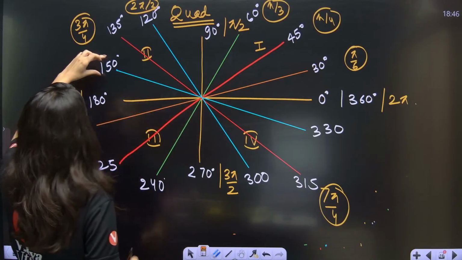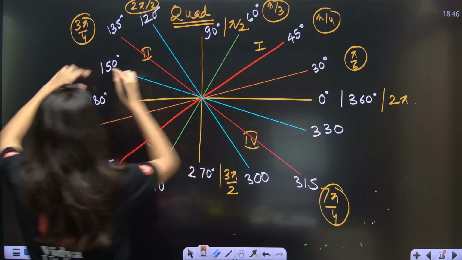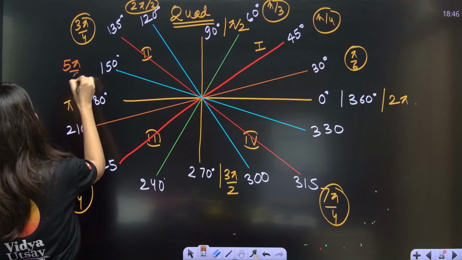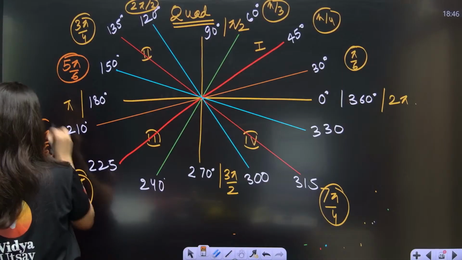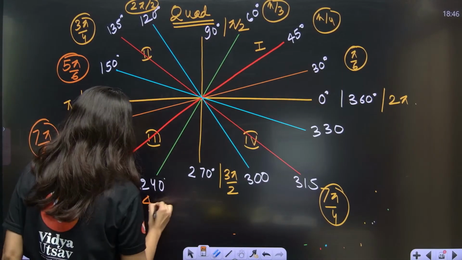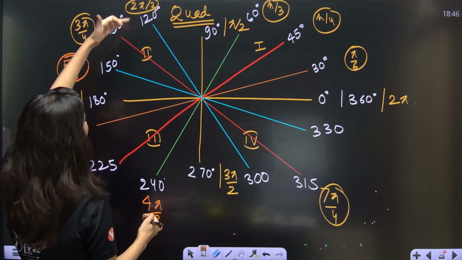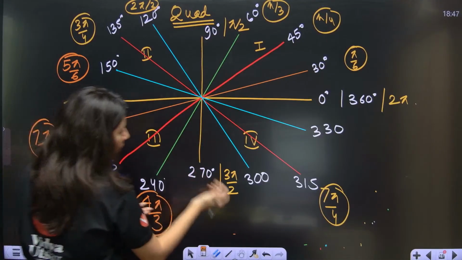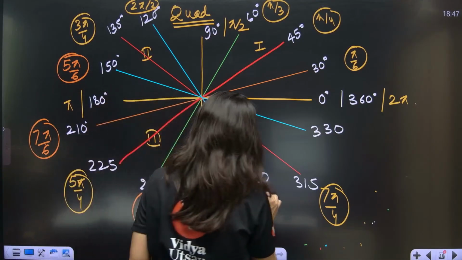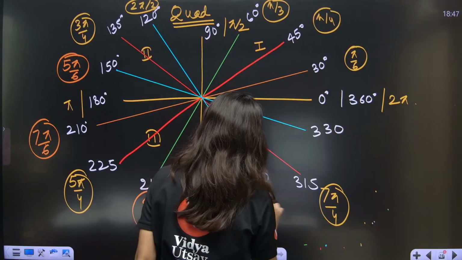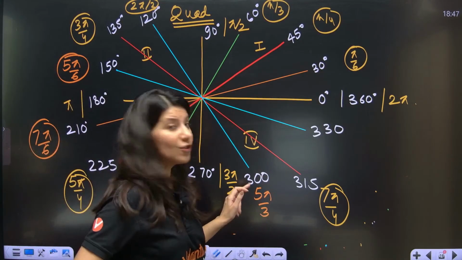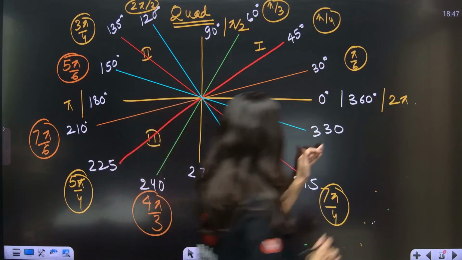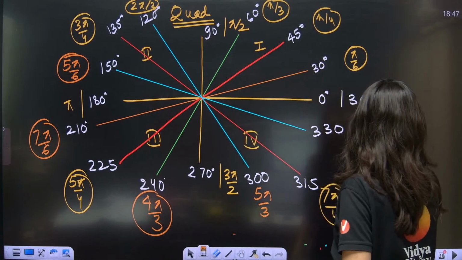Now this is 150 degree, which is 30 into 5, so 5 pi by 6. Then we have 7 pi by 6. Then we have 4 pi by 3. Why? Because 120 ka double is 4 pi by 3. 270 is already 3 pi by 2. This is nothing but 5 pi by 3. Why? Because 30 into 10. Remember 30 into 10, so 10 pi by 6, 5 pi by 3. Eventually this is 11 pi by 6.